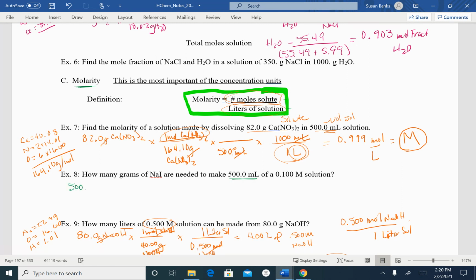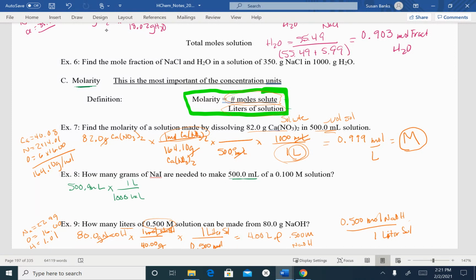So if I have 500 milliliters, and I should put that extra zero there for sig figs, thing is, molarity is in liters, and this is in milliliters. So I want to get to liters. How many milliliters are there in a liter? Do you guys remember? There's 1,000. So 1,000 milliliters will be in 1 liter. So that gets me to liters.